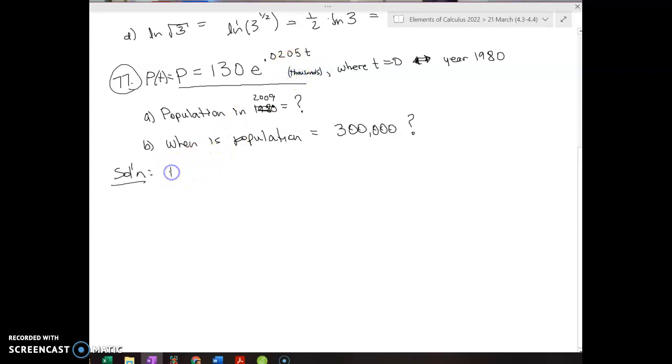Okay, so part A, in 2009, that is 29 years past 1980, so t would be 29. So P, the population in year 29, we would just plug 29 into that formula. 130 e raised to the 0.0205 times 29. I will come back later and plug in what those values are equal to on our calculator. Part B. When is the population equal to 300,000?